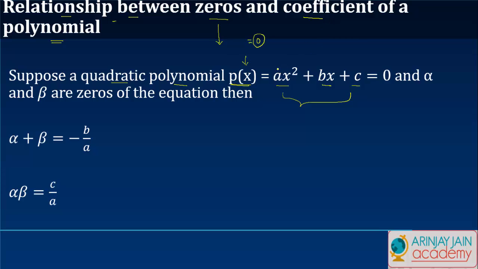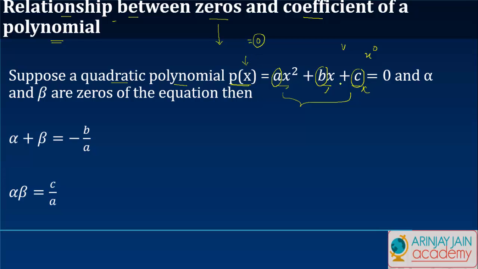And coefficient basically refers to a, b and c. These are the numbers which actually precede the variable. So in this case, x squared, x, and here also you can say it's x to the power 0.